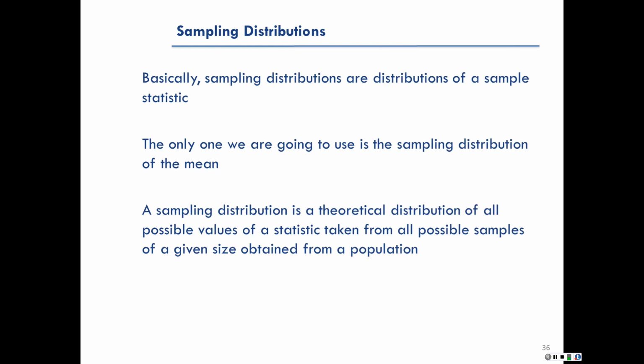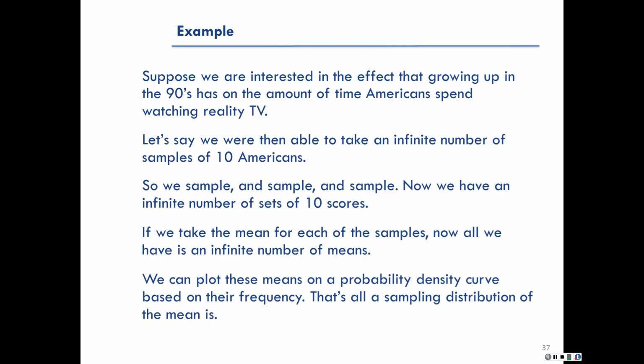So let's talk about sampling distributions. Basically, a sampling distribution is a distribution of a sample statistic. And really the only sample statistic that we're going to be talking about sampling distributions for is the mean. The sampling distribution of the mean is a theoretical distribution of all possible values of the mean taken from all possible samples of a given size obtained from the population. So what on earth does that mean? Let's talk about an example.